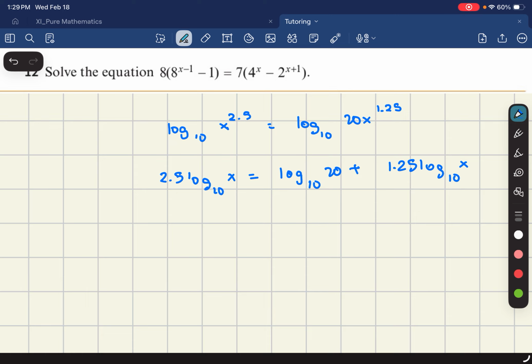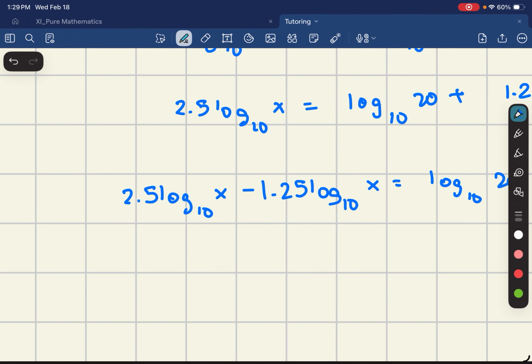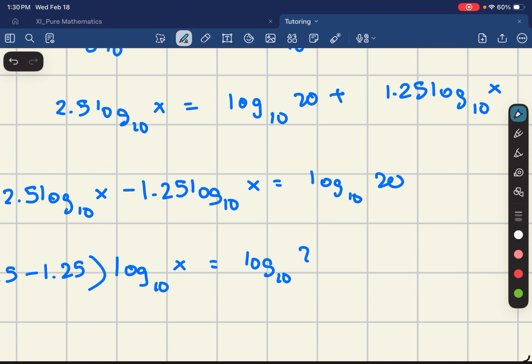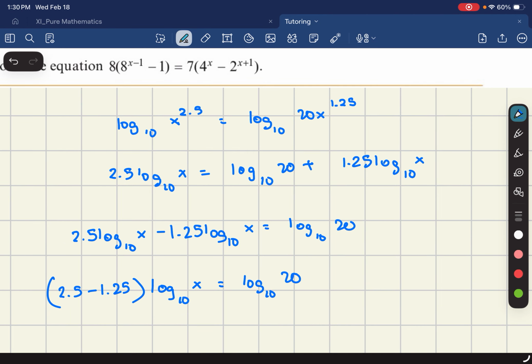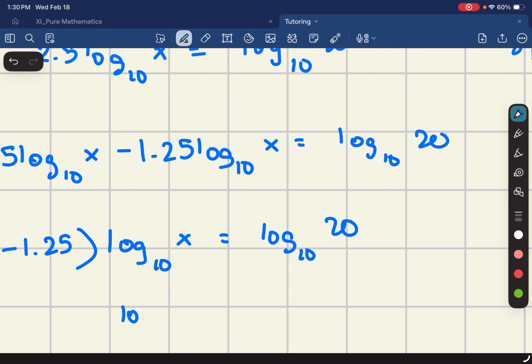So now, well, I want to solve for x. So let me just take my x terms on the same side. 2.5 minus 1.25, that is going to give me log base 10 x, and that is going to be equal to log base 10 20. So 2.5 minus 1.25 is 1.25. So log base 10 of x is going to be equal to log base 10 20 divided by 1.25.